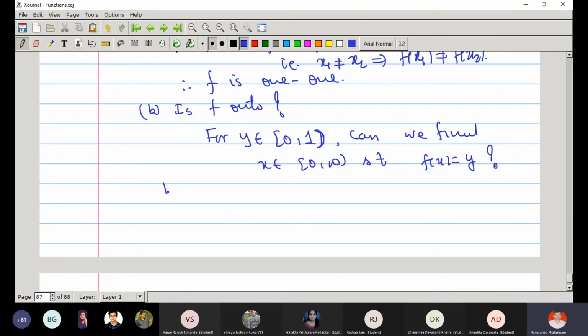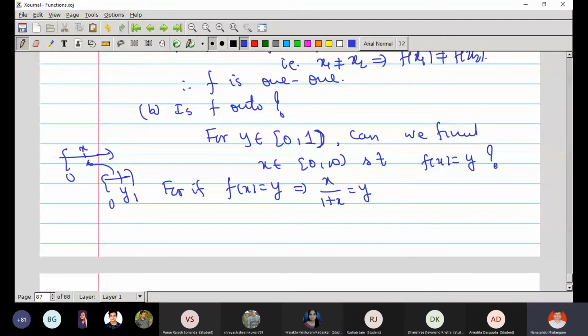If f(x) is equal to y, suppose the image of some x is y, that means x upon 1 plus x is y. We don't know what that x is. We know y. We have fixed y from the codomain and we want to produce x. Here is our domain, 0 to infinity, and 0 to 1 is the codomain. I have selected y from the codomain and I want to produce x here, but I don't know what x is. So I will solve this equation for x.